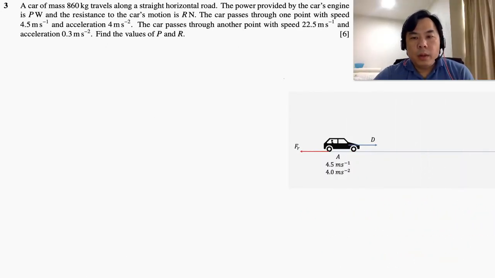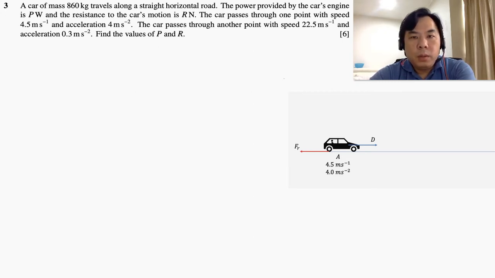A car of mass 860 kg travels along a straight horizontal road as shown in the diagram. The power provided by the car's engine is P. In my diagram I'm using D to represent the driving force. There is a relationship between the driving force and the power of the car engine. The resistance to the car's motion is R newtons, and in my diagram I'm using Fr to represent it.